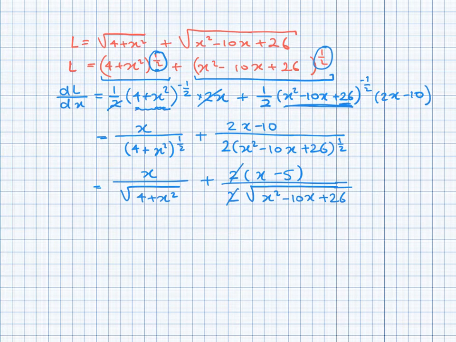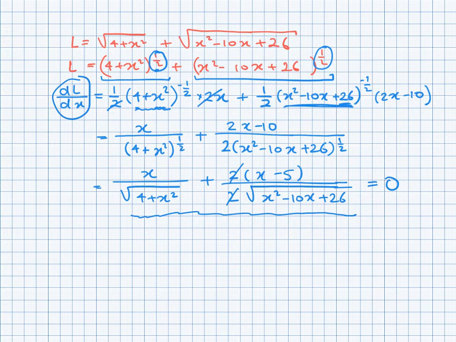Now, in order to find minimum or maximum, the first derivative needs to be equal to 0. So all of this needs to be equal to 0. And we do know when it's going to be equal to 0: when the numerator is equal to 0. So pretty much what I'm going to do next is tidy up this part here a little bit.